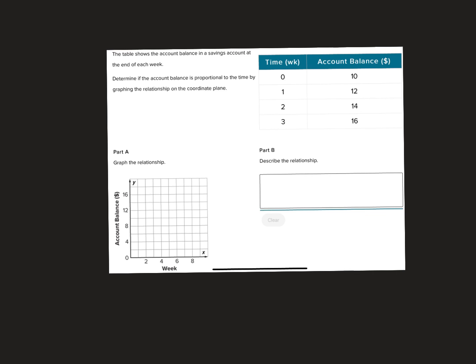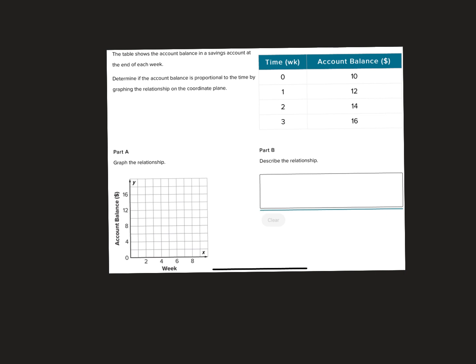The table shows the account balance of a savings account at the end of each week. Determine whether the bank account balance is proportional to the time by graphing each relationship on the coordinate plane. Okay, first of all, let's notice what our table is showing us.